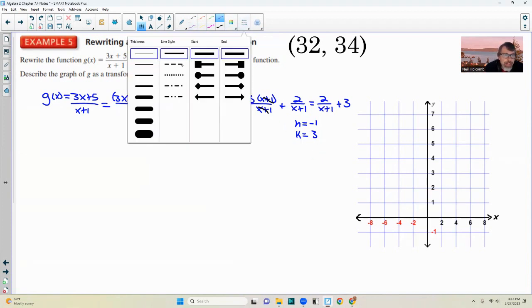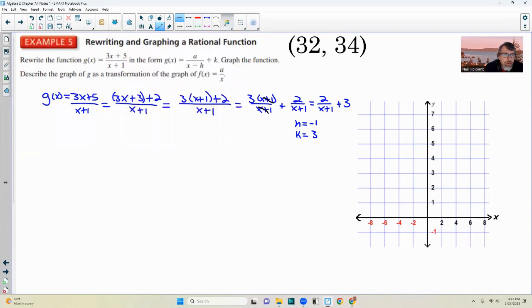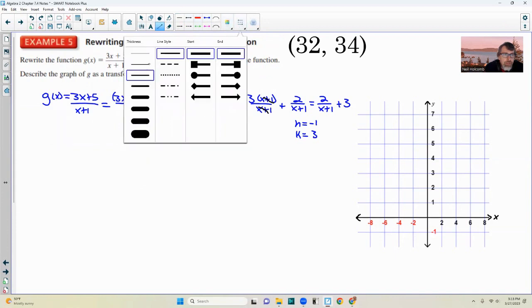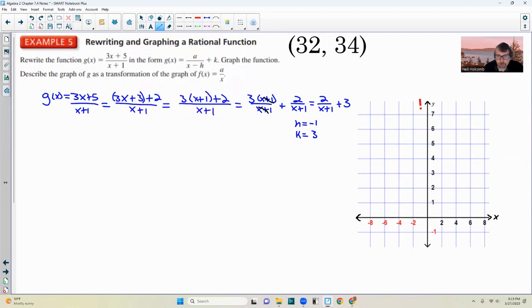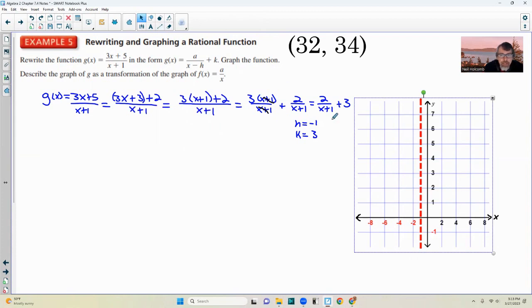So then I would draw that. Let's see. Let's go like this, go like this, go like this. And I have h is -1, so that's right here. It's a little bit thick. I'll fix that. Doesn't really matter. All right, so let's click on that.